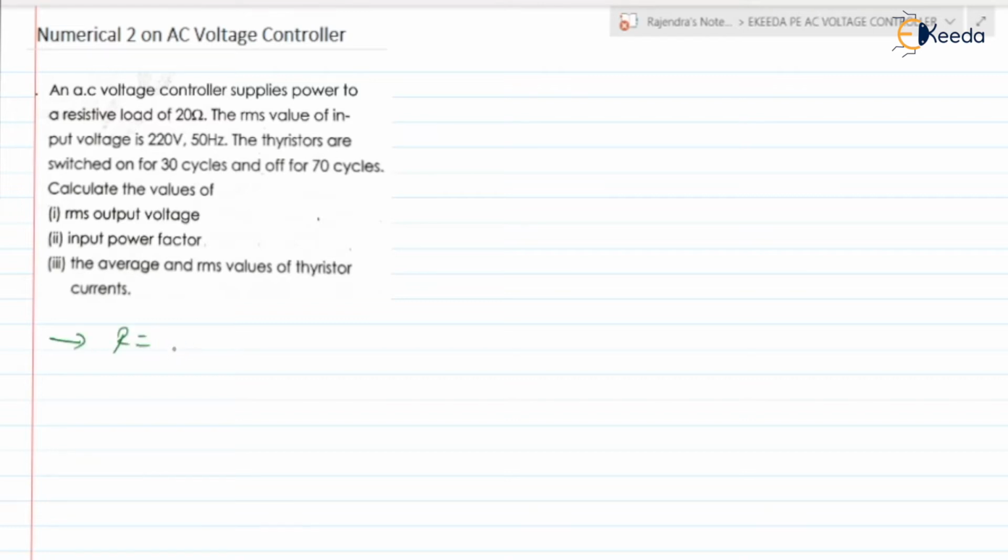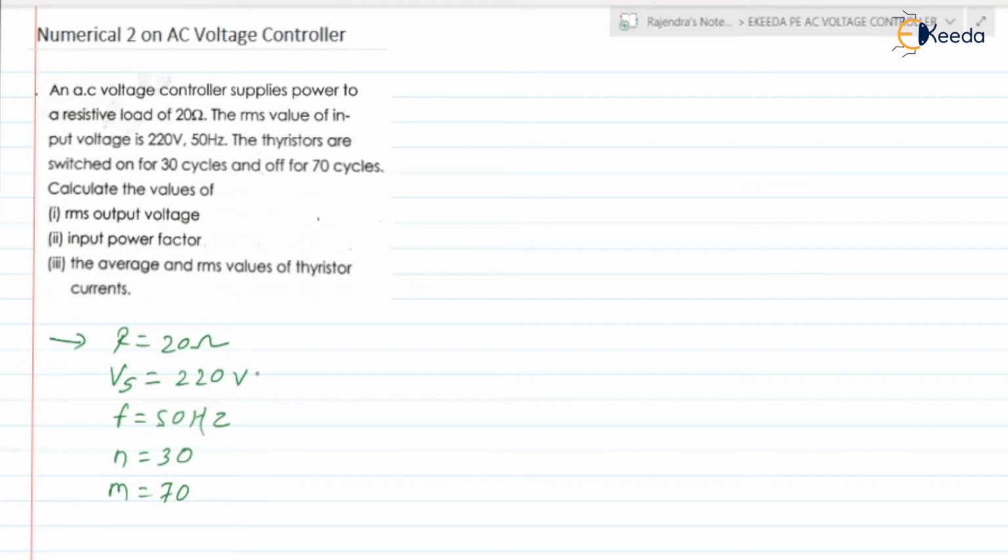So R is given, it is equal to 20 ohm. The RMS value of input voltage, that is Vs, is equal to 220 volt, 50 hertz, right? Frequency is equal to 50 hertz. Next, the thyristors are switched on for 30 cycles, so N is equal to 30, and off for 70 cycles, so M is equal to 70. So it is related to the integral cycle control, right?